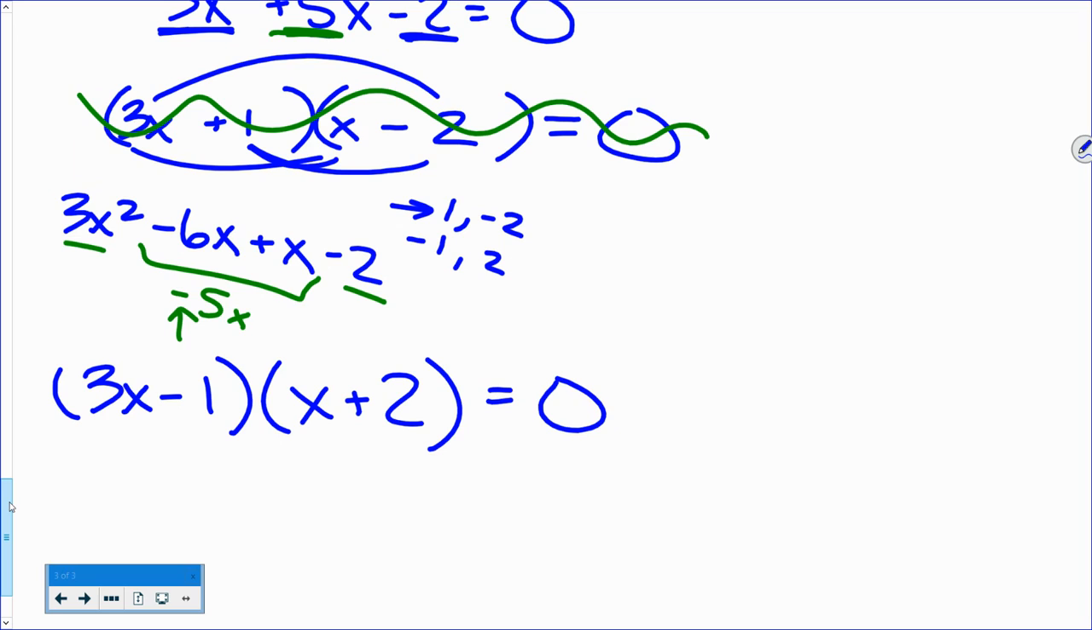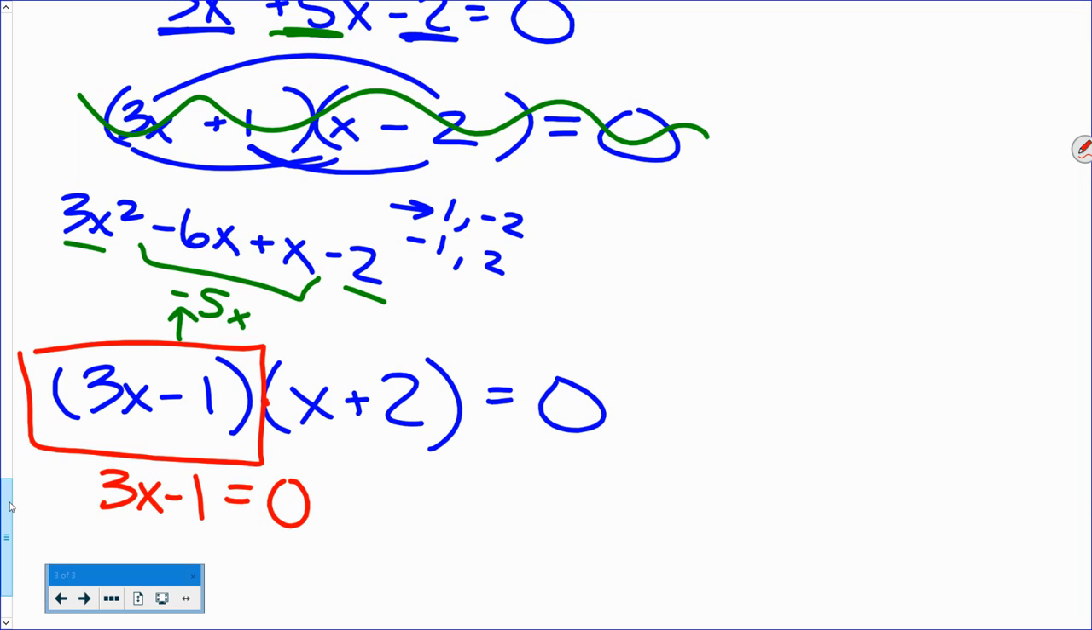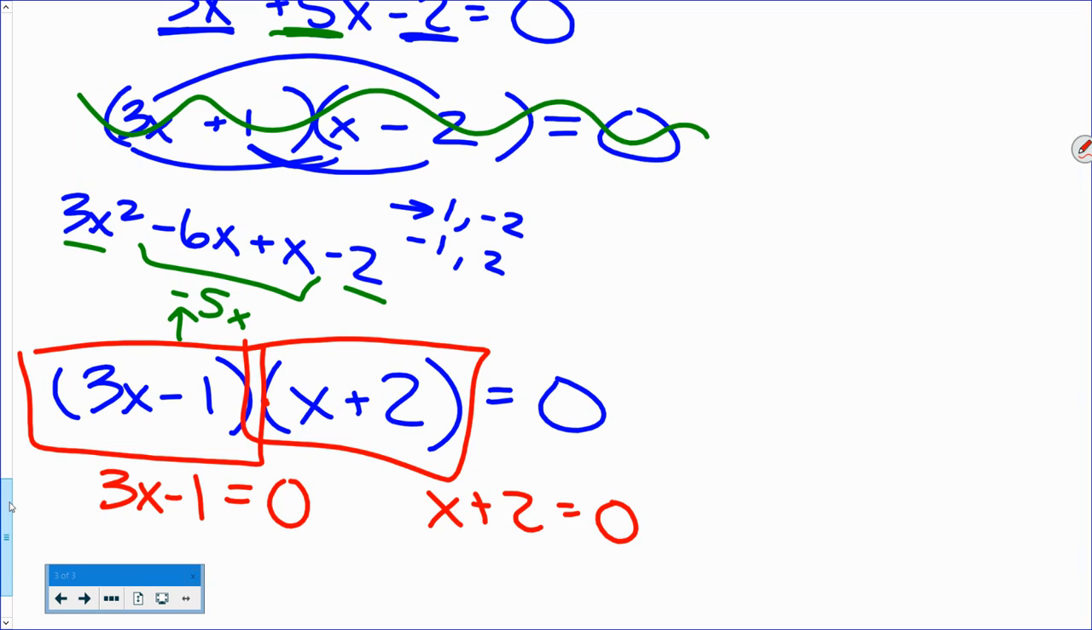Okay, so each factor here, so the factors are the ones set in parentheses. So 3x minus 1 is multiplying x plus 2, so I need each separate factor equal to 0, that x plus 2 equal to 0. There are two values of x that would make this true, because there are two values of x that you could get one of the factors to be 0.